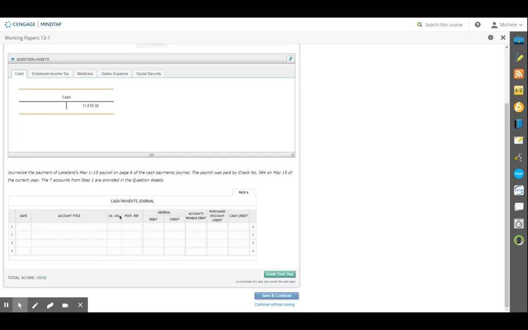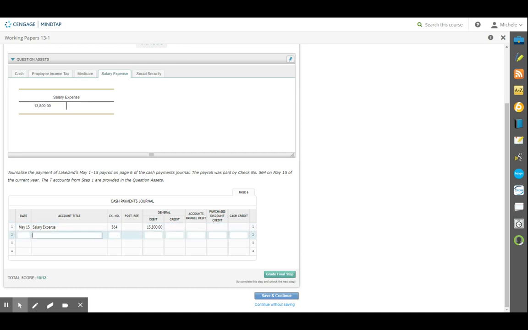So whenever you record in your journal, you always start with the debit amount. So which account do I need to look at to see my debit? Okay, remember that these were all credits. Salary expense was my debit amount. So I'm going to go ahead and put in my date. My date is going to be May the 15th. This is going to be salary expense. And it says here that I'm using check 564. And it's going to be a debit amount. We're using general because it doesn't have its own special column, so $13,800.